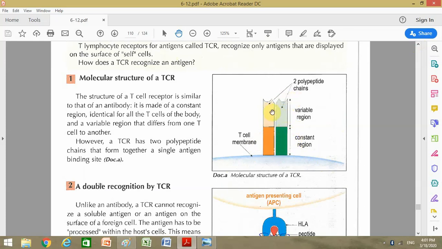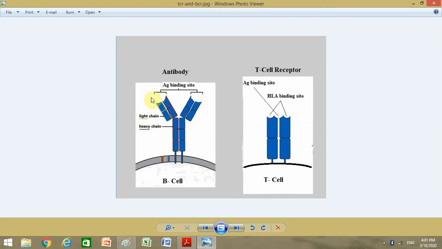However, a T cell receptor has one antigen binding site, which is here in the middle, and has two HLA binding sites, and this brings us to the discussion of how T cells are activated and how they recognize an antigen. Antibodies can bind to free antigens. When an antigen is free in the serum, having this shape which can fit here, it directly binds to this antigen. However, the T cell cannot bind to a free antigen which has the complementary structure.